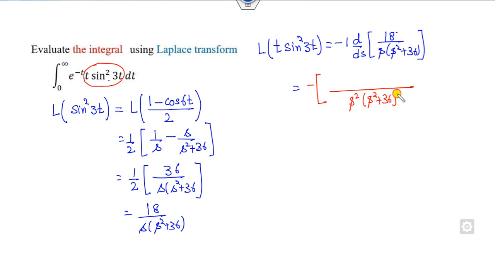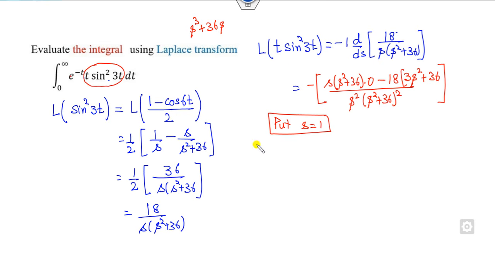plus 36 square. So this is the first function, s square plus 36 into 0 minus 18. What is the derivative of this? It is 3s square plus 36. Fine. Now you can substitute s is equal to 1.